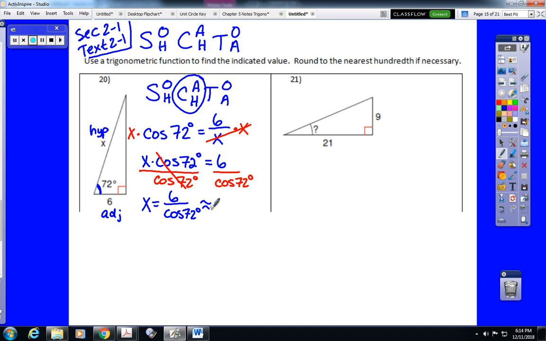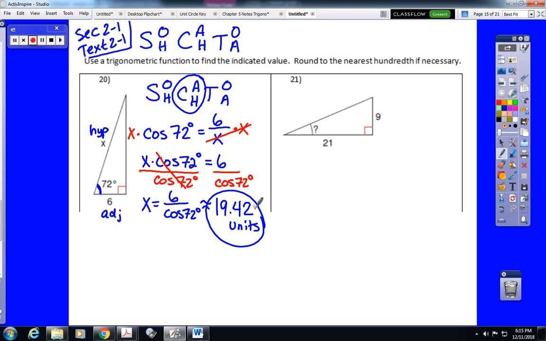Now that's not a nice decimal. It is 19.41640787. Significant figures were not introduced this early. So what I would like you to do is I want your answers rounded to the nearest hundredth. That's 2 decimal places. So I would want to see 19.42, and that should be units.